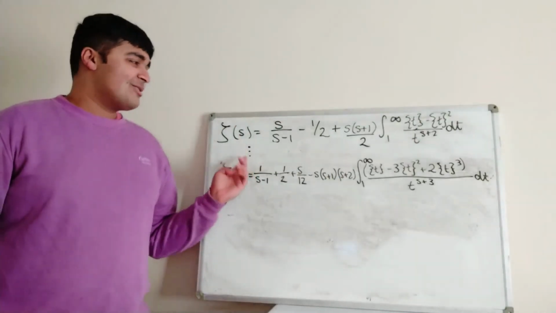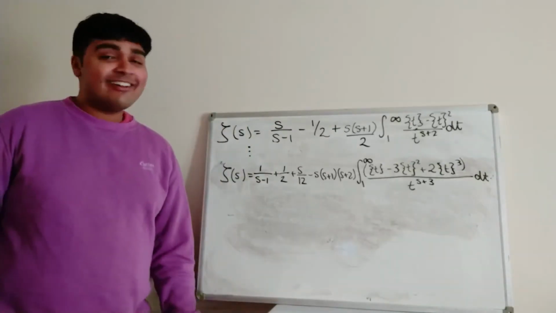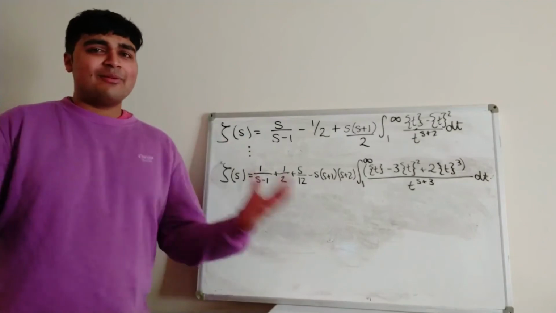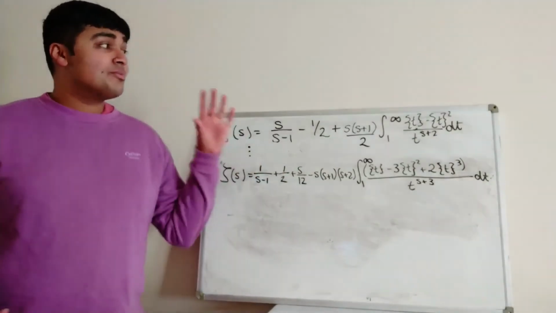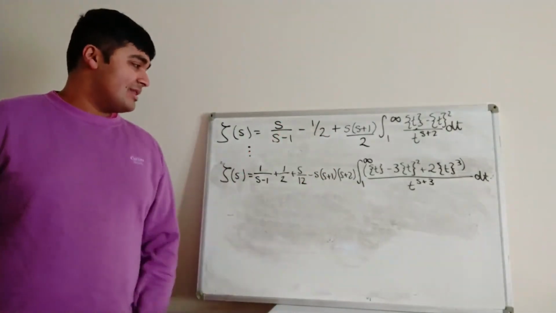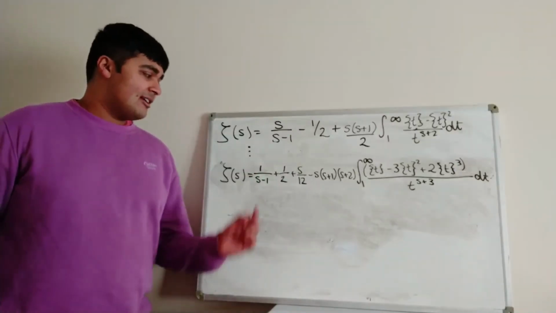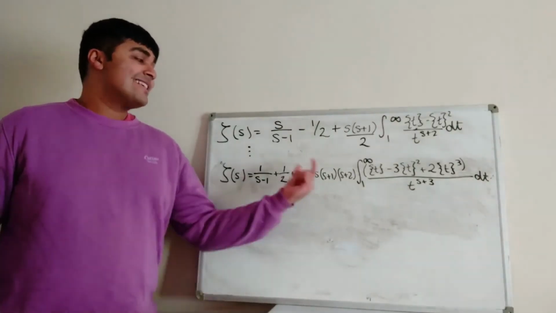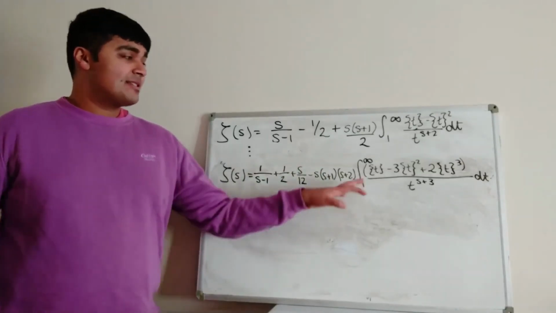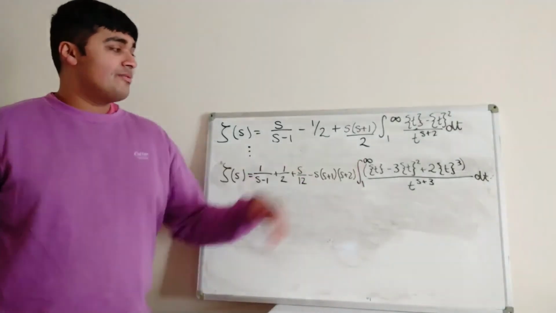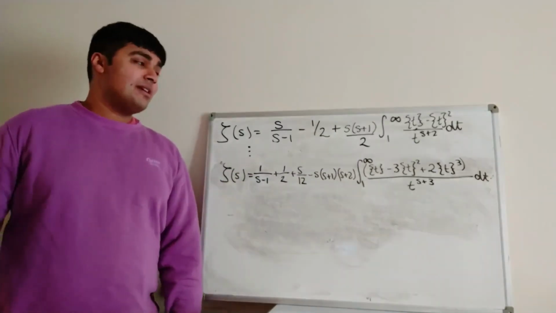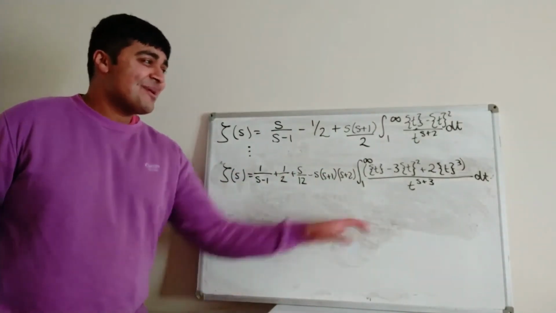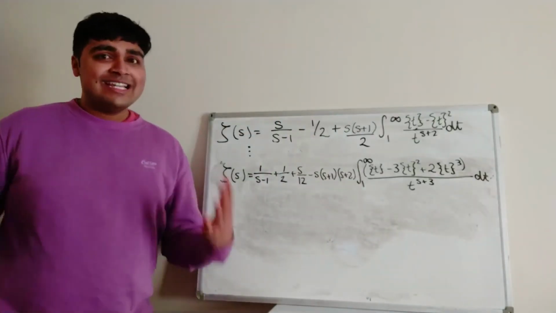Now, I've written 3 dots here and written another ugly looking line, just to keep the video from becoming ridiculously long. Essentially, using some really similar techniques, you can show that zeta of s actually equals 1 over s minus 1 plus a half plus s over 12 minus s times s plus 1 times s plus 2 times the integral from 1 to infinity of the fractional part of t minus 3 times the fractional part of t squared plus 2 times the fractional part of t cubed all over t to the s plus 3 dt.